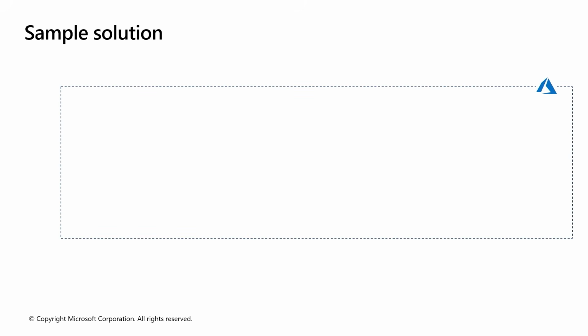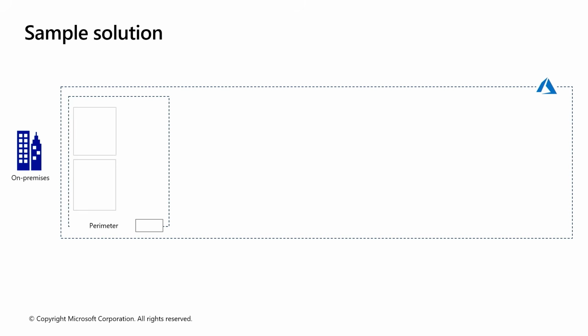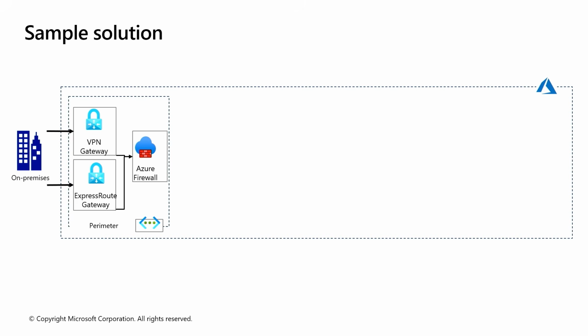Let's see a sample solution. We start by defining our Azure environment and, of course, our on-premises. All incoming traffic should be isolated into the perimeter. That will be our virtual network. To create a highly available redundant connection, we can use ExpressRoute. For failover that is less expensive, we can leverage Virtual Network Gateway, VPN. To make sure that all requests are inspected, we can use Azure Firewall.